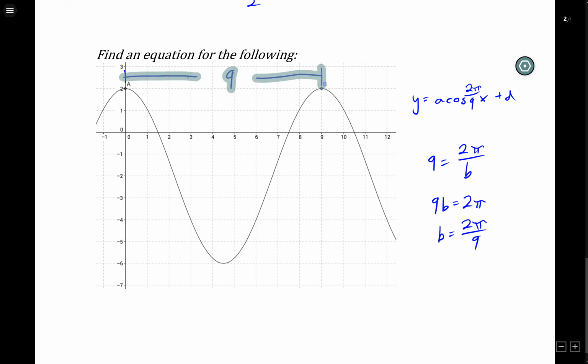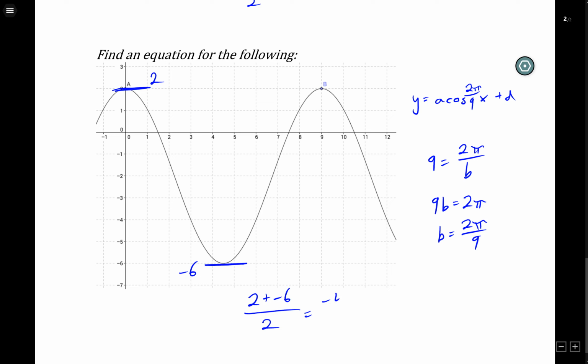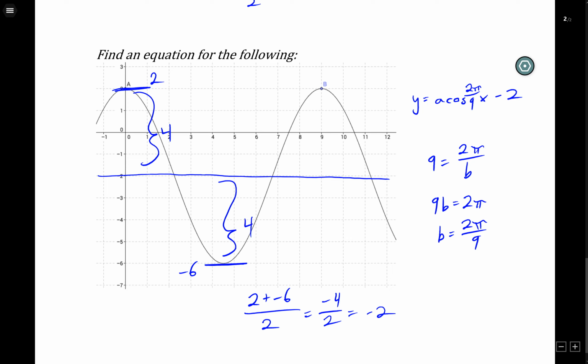Okay, now the D, I need to figure out my center line. So let's use the averaging technique. My maximum is up here at 2. My minimum is down here at -6. If I average those two, 2 plus -6 is -4. And -4 divided by 2 is -2. So here's my center line. And that looks like it's right in the middle. So D is -2. And how far is it from the top to the center line? Well, it looks like 4. Let's just double check. That's the same thing at the bottom. Okay, also 4. So A, the amplitude is 4.